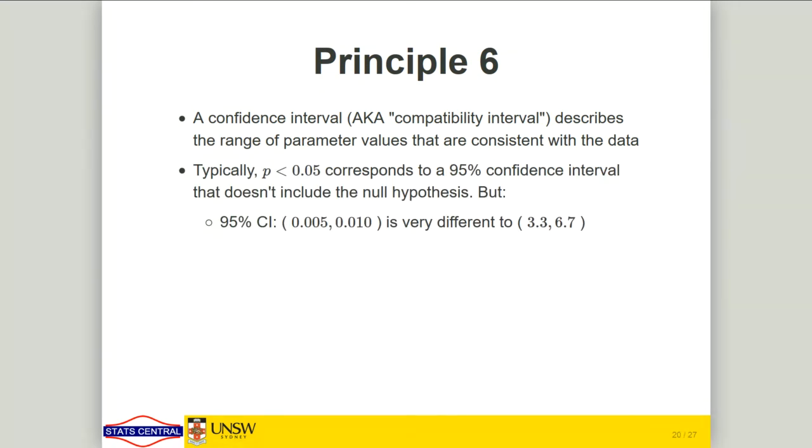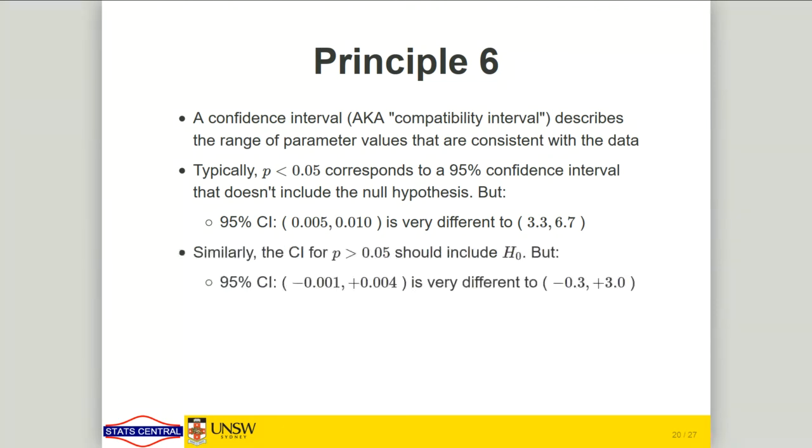So typically, a small p-value corresponds to a confidence interval that doesn't include the null hypothesis. But both of these confidence intervals have exactly the same p-value. So they both exclude 0. In the first one, it looks like the difference is very small, and the data isn't compatible with effects larger than 0.01. And in the second confidence interval, it looks like the effect is very large, and the data isn't compatible with effects smaller than 3.3. So just looking at the p-value alone wouldn't give us this information at all.